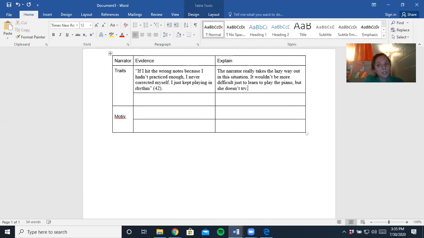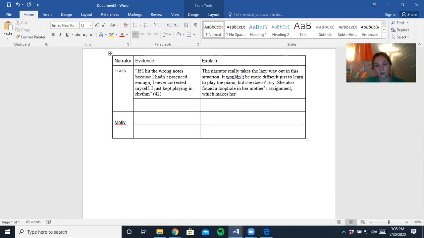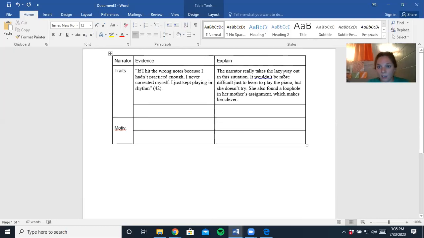But I also think it's important to say that the fact that she figured out that she could not put in any effort means she's kind of clever. She also found a loophole in her mother's assignment, which makes her clever. So I've given the evidence, but I've also explained the evidence. I'm going to put the words in bold. So I think she's lazy, and I also think she's clever.